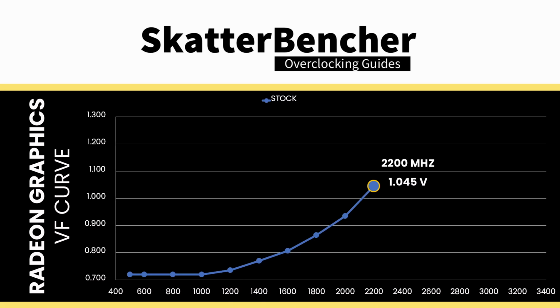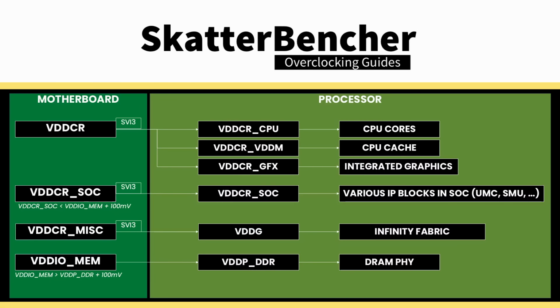However, the Radeon Graphics VF curve clearly shows that 2.2 GHz should run at about 1.05 volts. So why do I say 1.27 volt? Well, it's because of the Granite Ridge voltage topology. The Ryzen 9000 voltage topology relies on a combination of internal and external power supply to generate the processor voltages. There are 4 primary power supplies from the motherboard VRM to the processor.